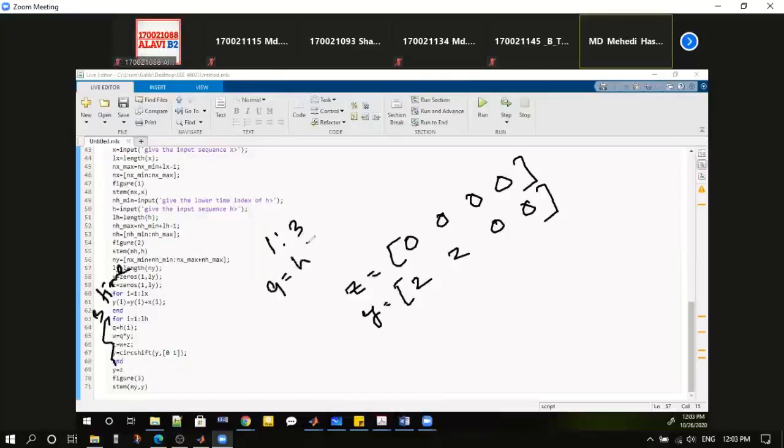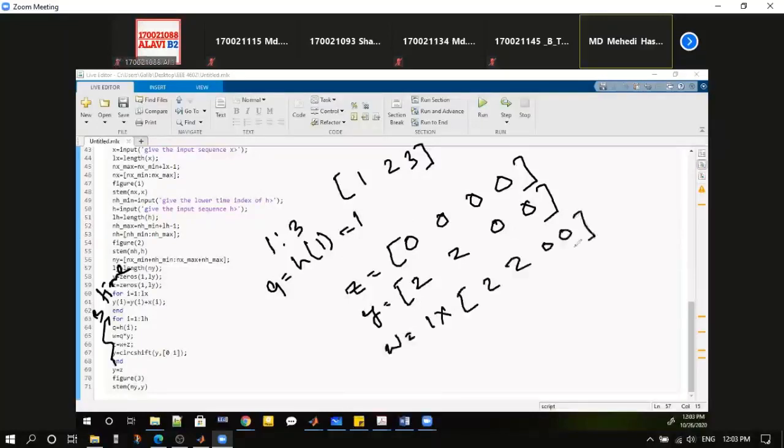So q will be h1. What is the h1 value? If you remember, the input of h is 1, 2, 3. So h1 will be 1. And what is your y? Y is 2, 2, 0, 0. So your w will be 1 into 2, 2, 0, 0, isn't it? W is q into y. So q is 1 and y is 2, 2, 0, 0. So what will be the w? W will be 2, 2, 0, 0.